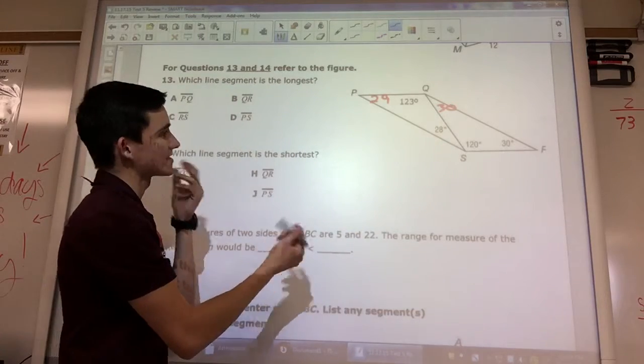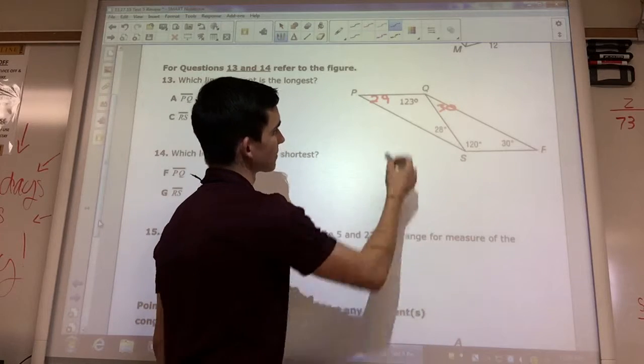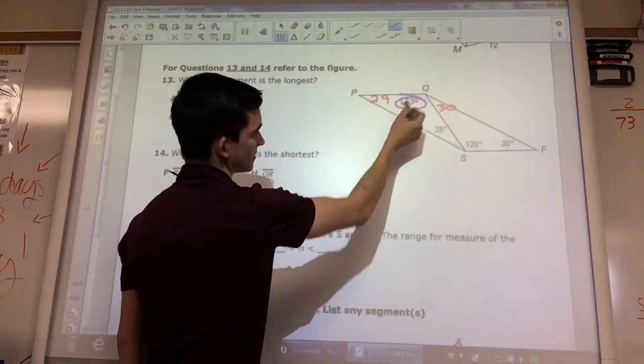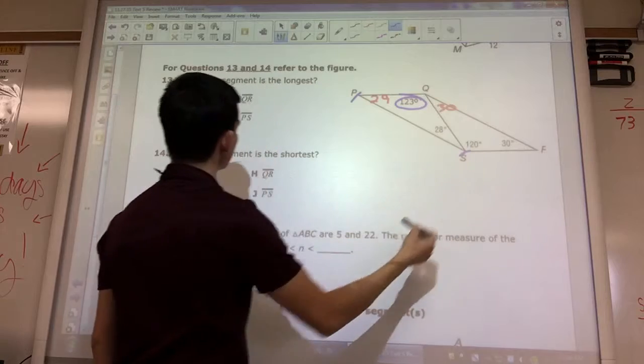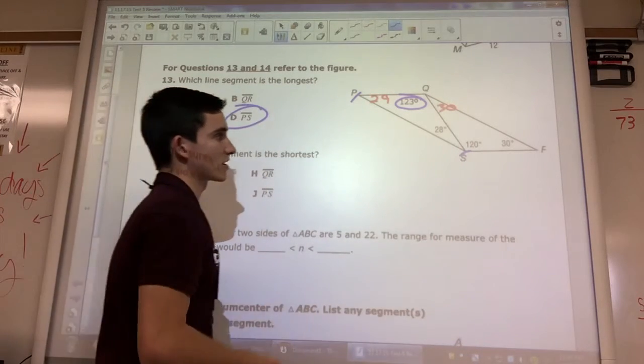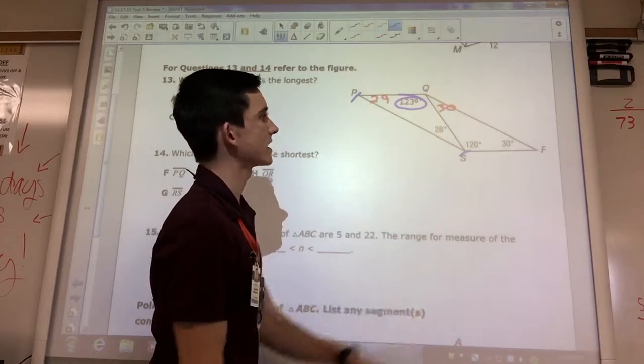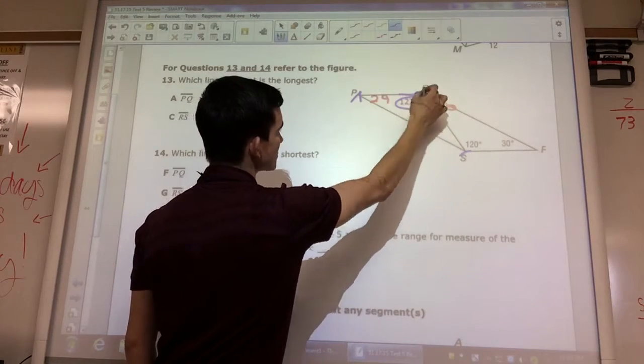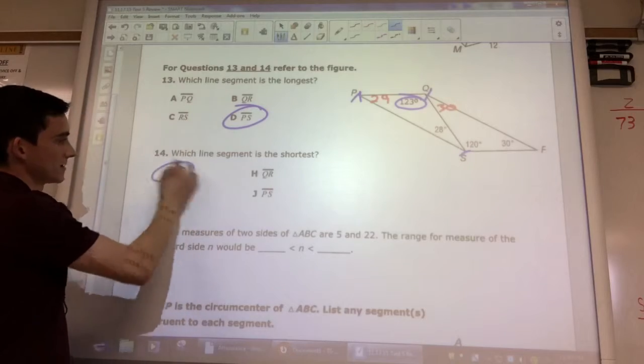Which line segment is the longest? The one that's across from the biggest angle. That's the biggest angle. Longest segment goes from P to S. There's the longest segment. Which line segment is the shortest? It's going to be across from the shortest angle. 28. 28, okay, so P to Q is the shortest.